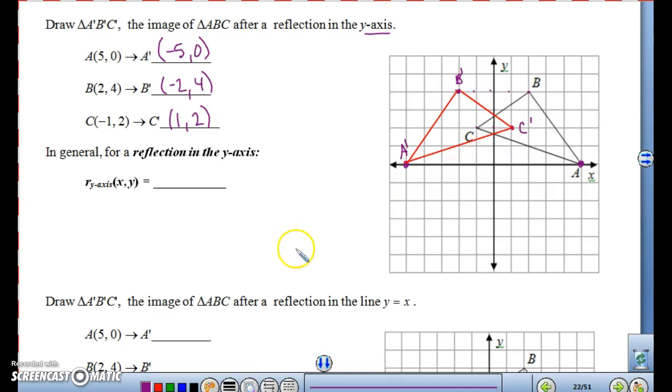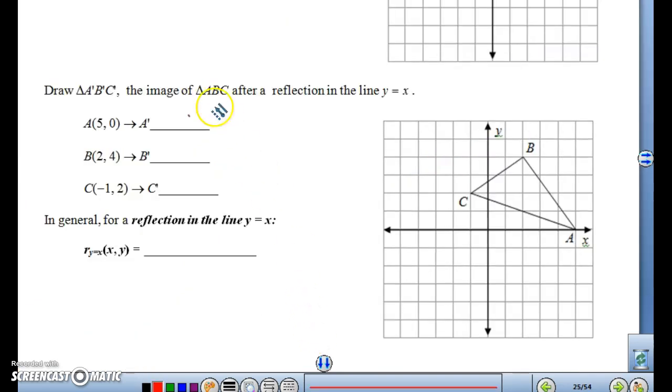What happened to the coordinates? Well, let's see. Did the x change this time? Yeah, x changes, but y stays the same. So if we write a rule for that, for reflection in the y-axis of xy, it ends up being -x, y. X changes, y stays the same.